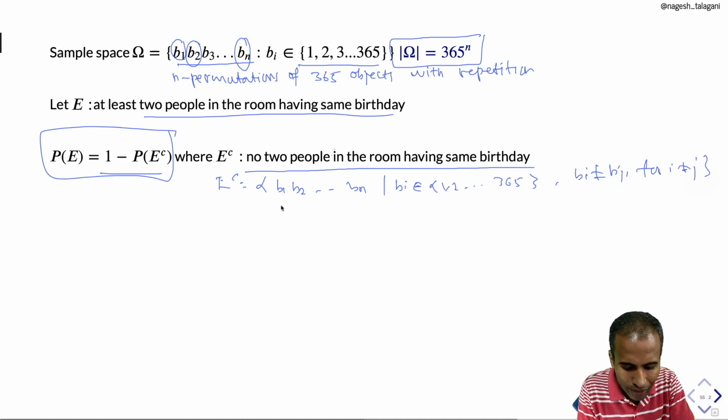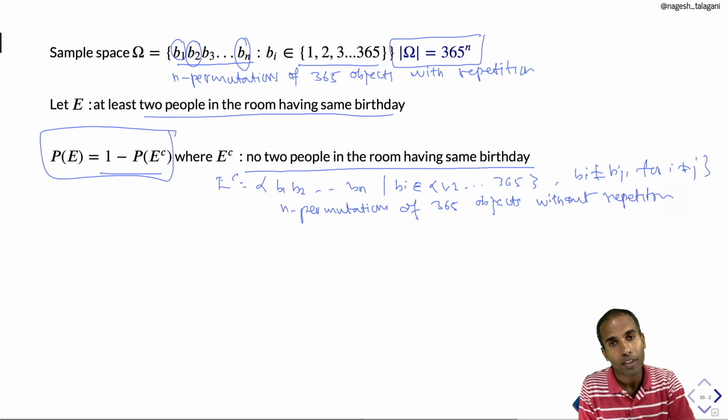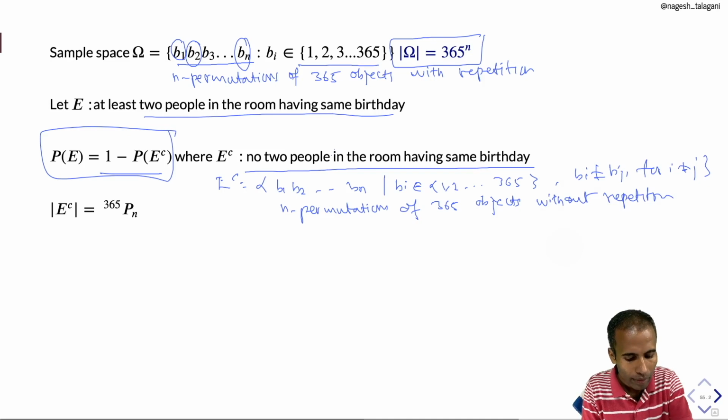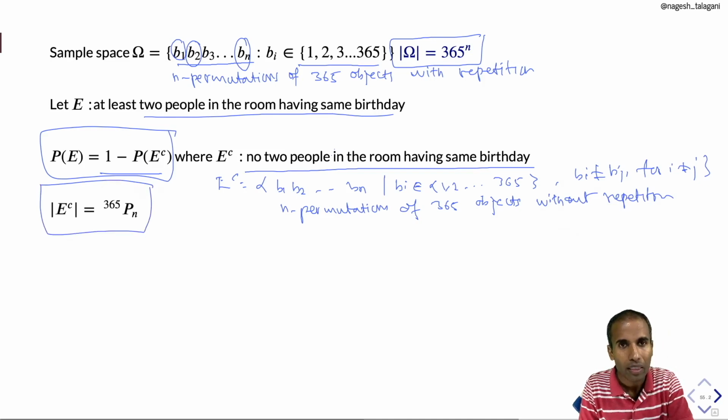Now these candidates look like n-permutations of 365 objects without repetition. Here all birthdays should be different, so without repetition. We also know how to count permutations without repetition. That's why the number of elements in E complement is going to be 365 Pn. This is the count for E complement.